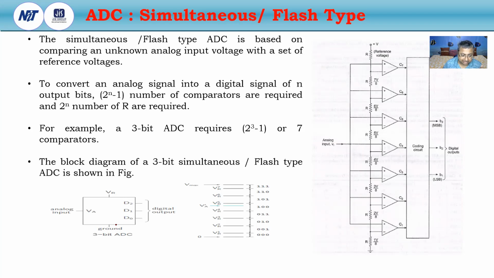This is the block diagram of the 3-bit ADC, and this is the reference voltage, and this is the input voltage. The input voltage is compared with these reference voltages, and depending upon the output of the comparators, the coding circuit, that means the priority encoder, encodes from 000 to 111 for the 3-bit ADC. Now come to the operation.